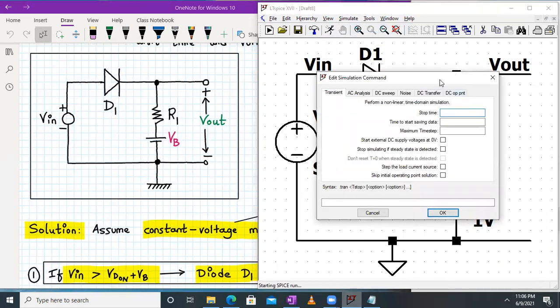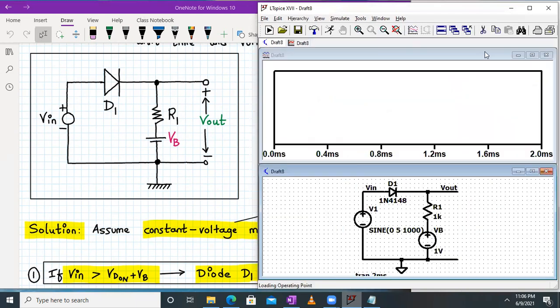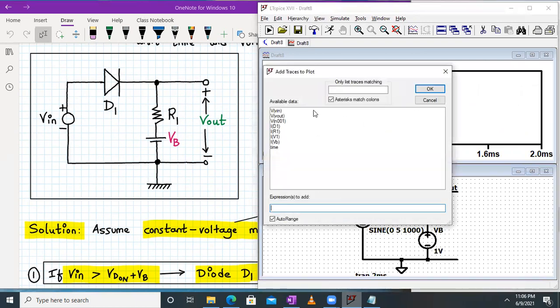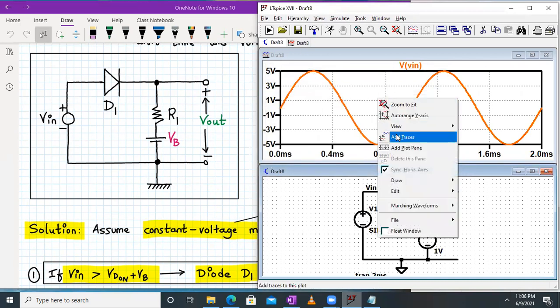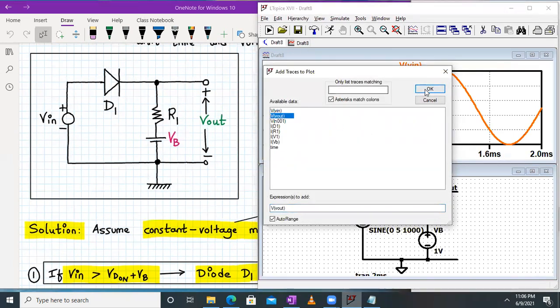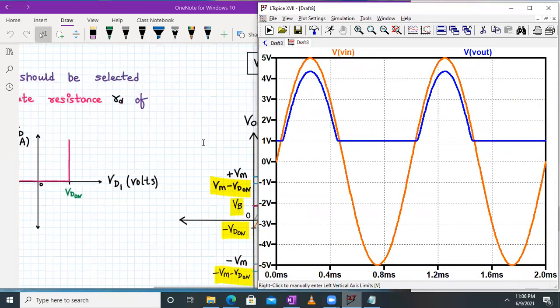Now let me simulate this quickly. I'll click on run. Frequency is 1000, so the time period will be 1 millisecond. I want 2 cycles, so I'll write 2 milliseconds. As soon as I write 2 milliseconds, a blank screen has come up. Here I will right click and click on add trace and click on V in. So V in is 5 volts peak value. Then I will plot the V out value.